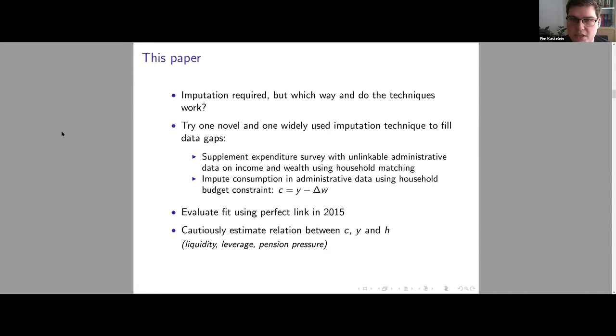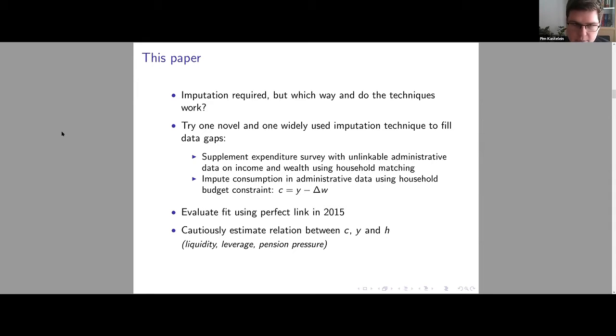Now the question of this presentation is, which way do I impute and which of the techniques work? So I try one novel technique and one widely used imputation technique to fill data gaps. In the first one, which is the novel one, I supplement the expenditure survey with this unlinkable administrative data that I have on income and wealth using household matching. So I'm going to match households that are part of the expenditure survey and the unlinkable administrative data. Based on overlapping variables, I will show that I can pretty precisely identify these expenditure survey households in the administrative data. And I'm going to contrast these results with what I get when I simply take the administrative data and impute consumption there, so that's the missing data, using the household budget constraint, where we say that consumption is equal to disposable income minus a change in wealth.